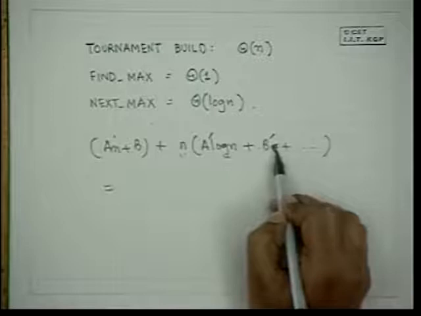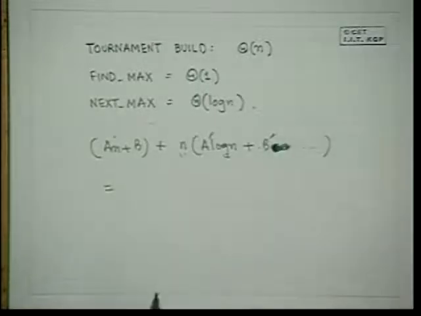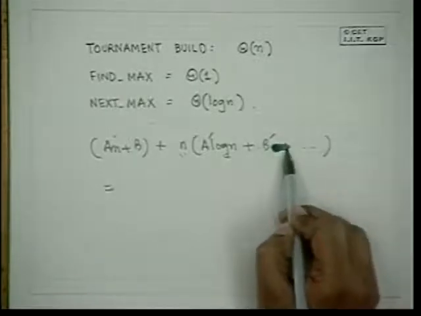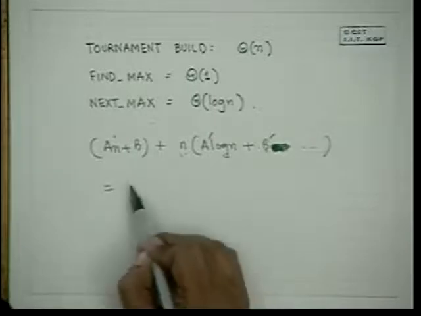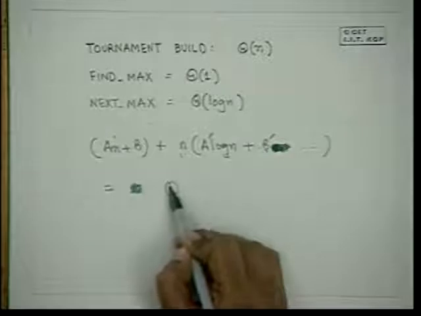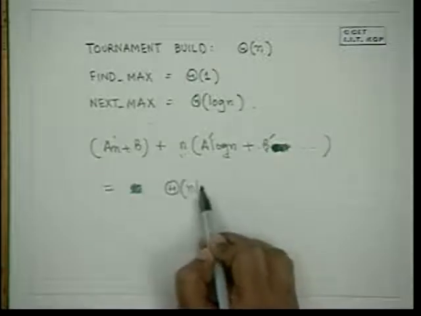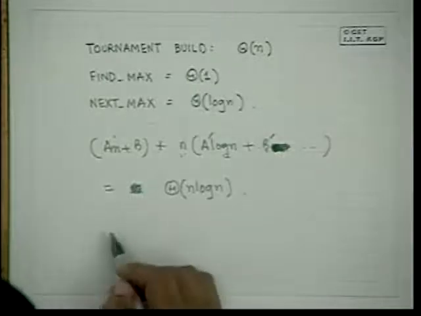B dash n is not here, sorry. B dash, maybe some constant time may be required. This is not n, sorry. Then this would have been order n, because log n is more than that. So the whole sorting of n numbers will be done in order n log n time, which is much better.